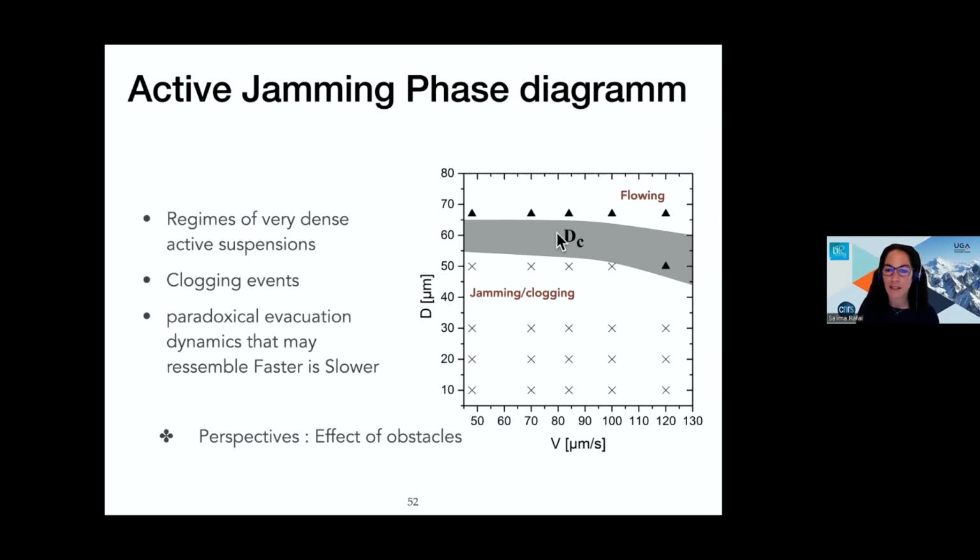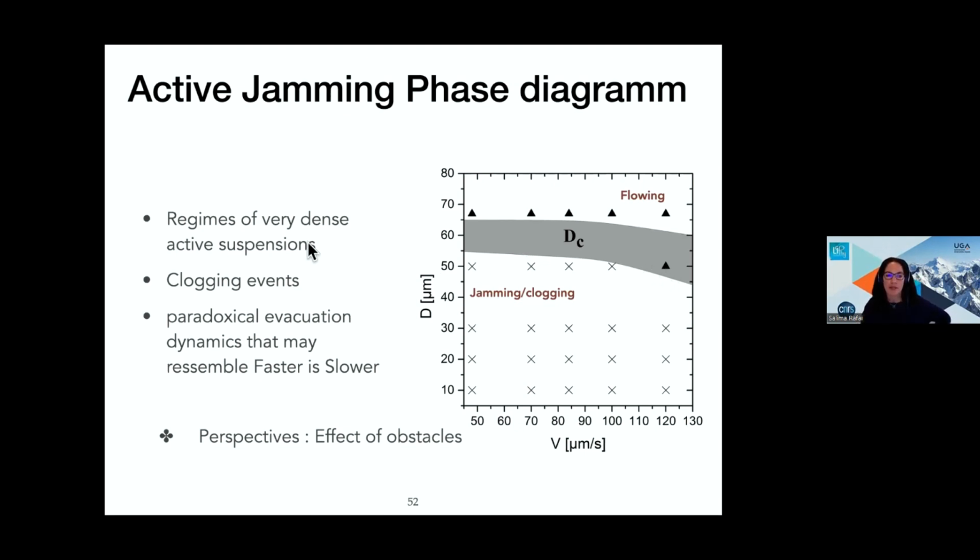Active jamming phase diagram here. The size of the constriction is plotted as a function of the velocity. And for instance, evidently, when you decrease the size of the constriction, you go from a flowing regime to a jamming regime, and there's a boundary. And when you increase the velocity of the swimmers, the jamming regime occurs for smaller doors.